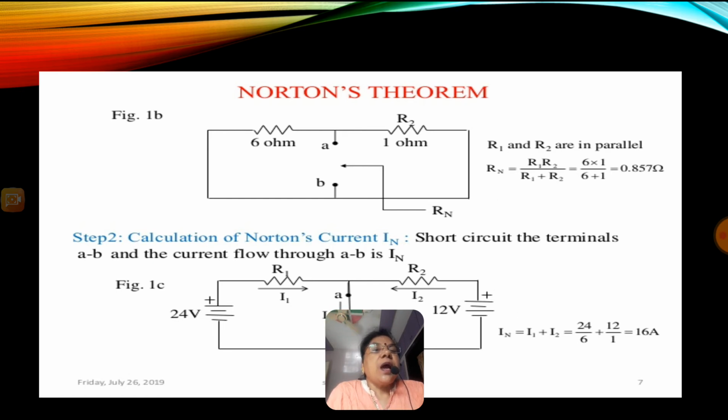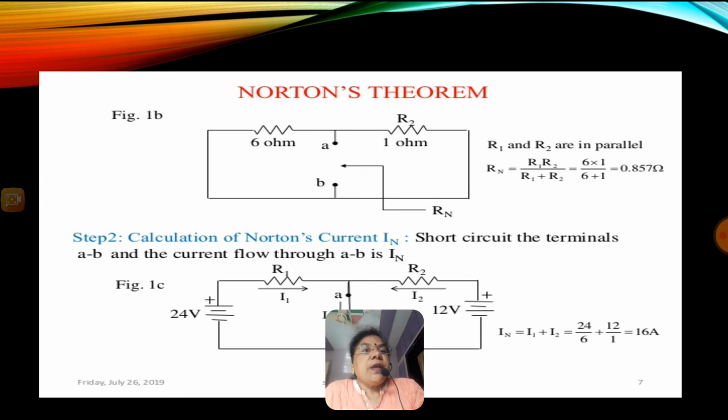So this is Rn, or the resistance when you look into the circuit, a short circuit resistance. That is known as a Norton resistance, or RSC resistance, or short circuit resistance. These are the various terms used for this. Now step 2, calculation of Norton current. Now I want to find out IN.